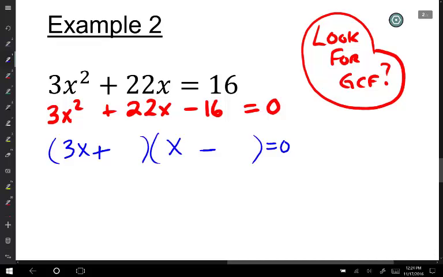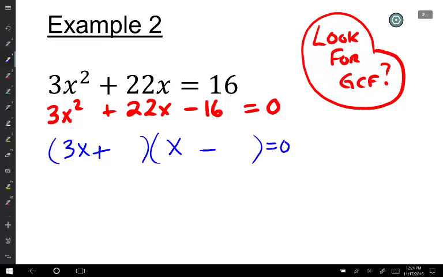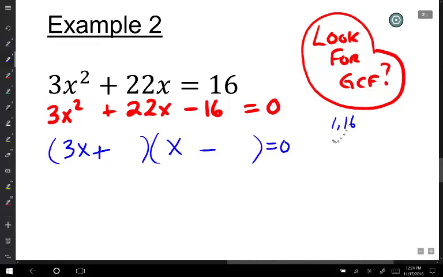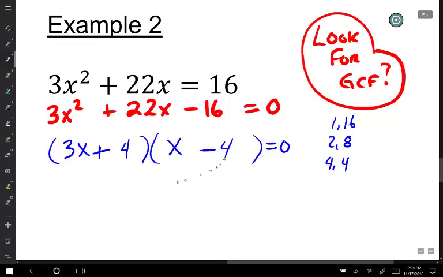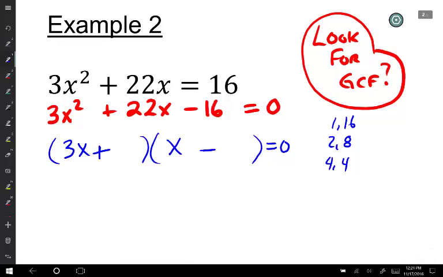What are my possibilities? I got 1 and 16, 2 and 8, 4 and 4. What do you want to go with? 4 and 4. Okay, I heard 4 and 4. That gets you negative 12 and positive 4. That's negative 8. That didn't work. So 4 and 4 are gone. Do you want to try 4 and 4 and reverse them? No. Okay. 2 and 8.